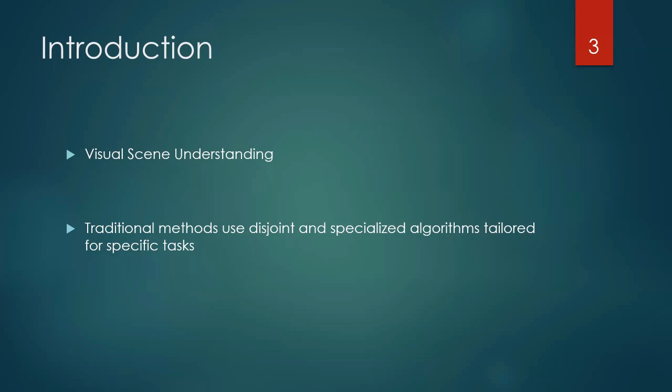Another thing that happens is that there are multiple ways to extract information from visual data, and there are multiple types of algorithms. This means that depending on the type of data that you want to extract from the image, you have multiple different options. And this leads to disjoint and specialized algorithms that are specifically tailored for those specific applications.